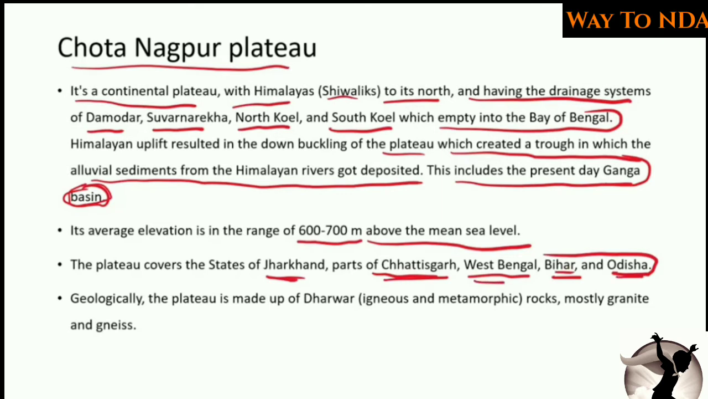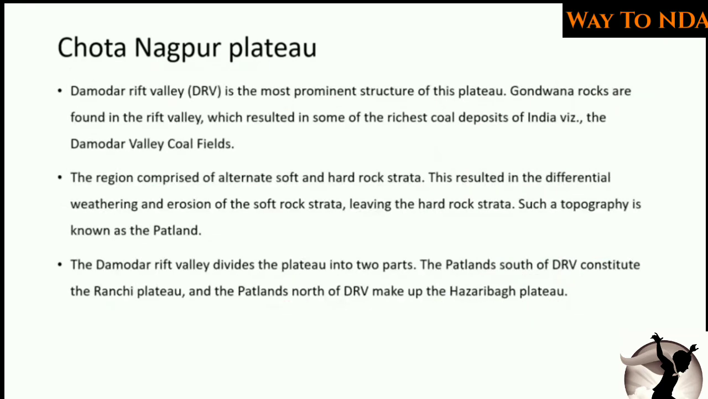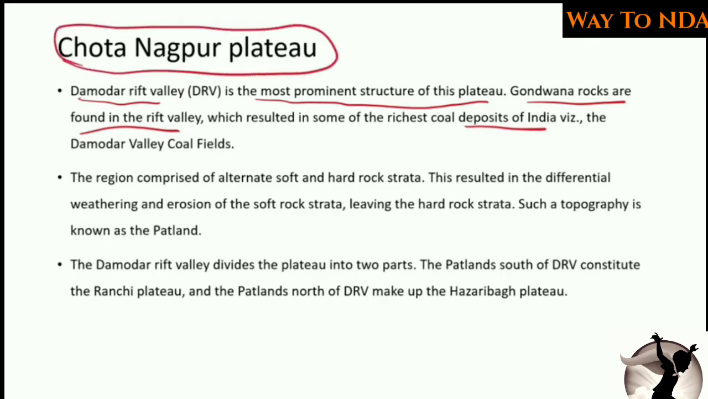Geologically the plateau is made up of Dharwad rocks, that is igneous and metamorphic rocks, mostly granite and gneiss. The Damodar Rift Valley is the most prominent structure of this plateau, and Gondwana rocks found in the Rift Valley have resulted in some of the richest coal deposits of India. Chota Nagpur Plateau is known for its mineral deposits. Remember this, all of you.